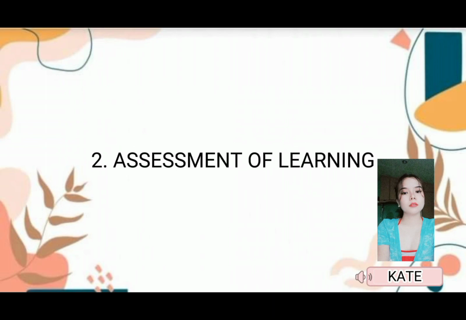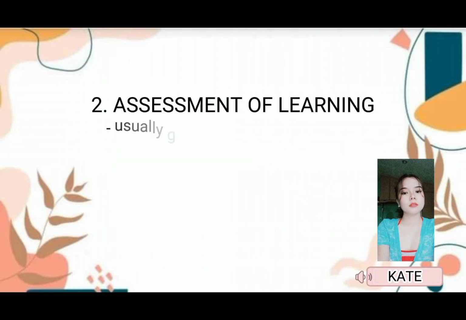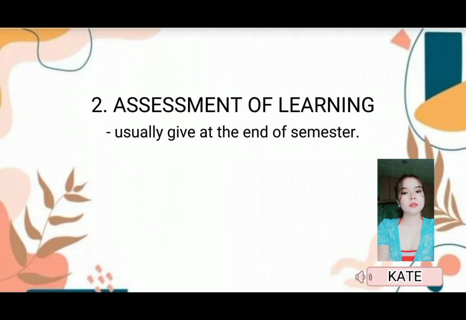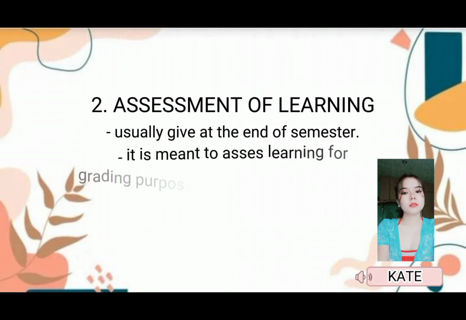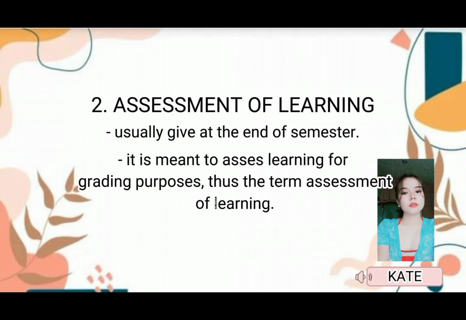The next assessment is the assessment of learning. Assessment of learning is usually given at the end of the semester. It is meant to assess learning for grading purposes, thus the term assessment of learning. For explanation, assessment of learning refers to strategies designed to confirm what students know. It demonstrates whether or not they have met curriculum outcomes or the goals of their individualized program.